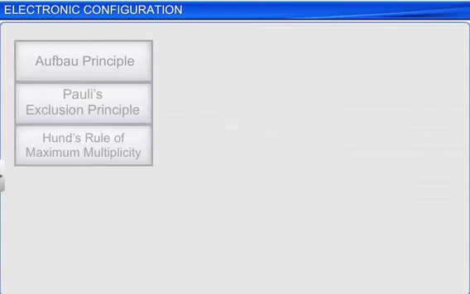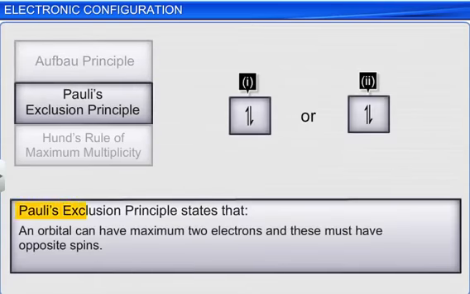Second is the Pauli's exclusion principle. It states that an orbital can have maximum 2 electrons and these must have opposite spins.